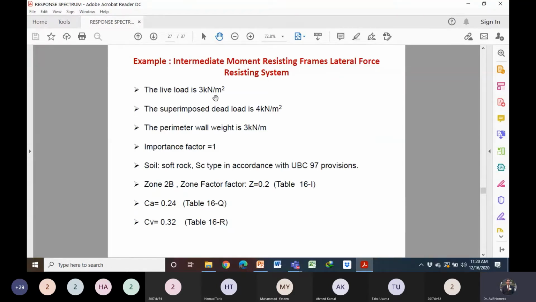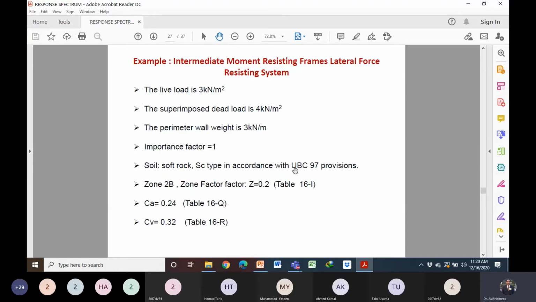Live load is 3 kilonewton per meter square. Superimposed dead load is 4 kilonewton per meter square. Perimeter wall weight is 3 kilonewton per meter. Importance factor for this building is 1. Type of the soil is SC.